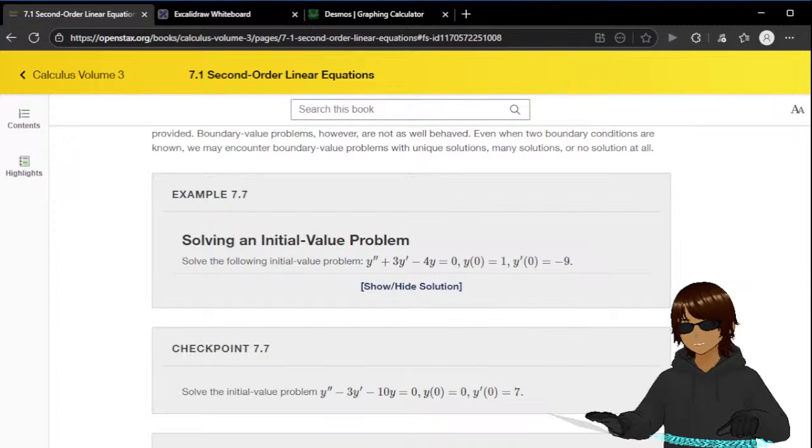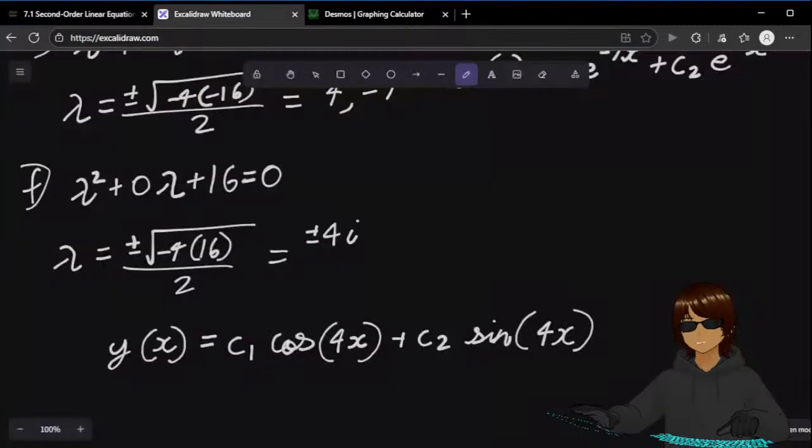Solve the following initial value problem. y of 0 is 1, the derivative of y at 0 is negative 9.